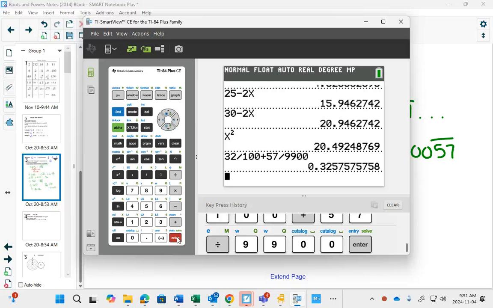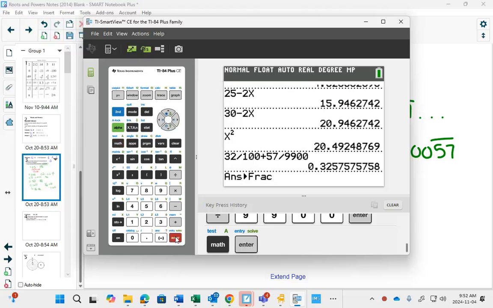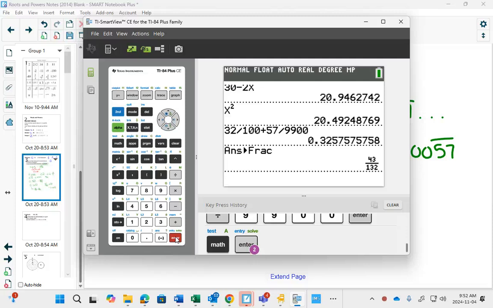But on the graphing calculator, if you hit your math button, number 1 says change it to a fraction, and it tells me that this fraction happens to be 43 over 132. I think it's kind of cool that the calculator can do that. It'll also always put it in lowest terms for you.